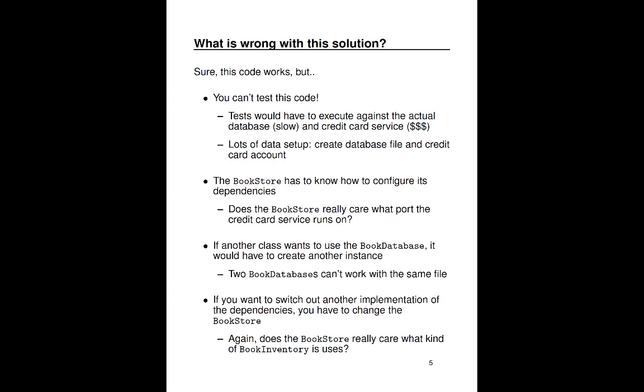Additionally, if other code wants to use the book database, it would have to create another instance of it, or you'd have to have some code that maintains a global instance of it, because two book databases can't work on the same file. And if we want to change to another implementation of the dependencies, let's say a different credit card processor or a different kind of book inventory database, you have to change the bookstore object itself. And this doesn't seem decoupled, this doesn't seem clean. Again, it really begs the question: does the bookstore really need to care what kind of book inventory it uses?